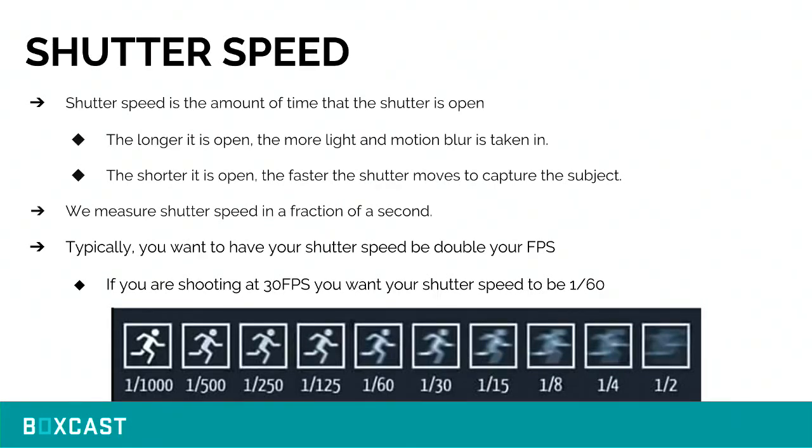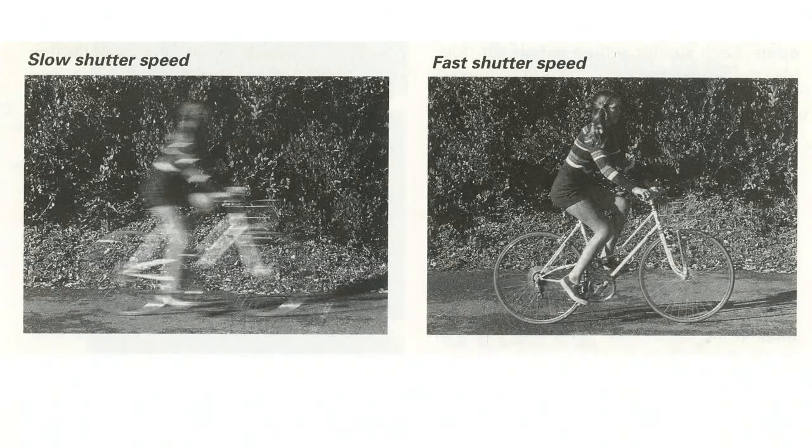Right. This is a good example. As you can see, this is shot at a really, really slow shutter speed, and you can't even tell if this is a man or woman, essentially. And nobody wants that. In this one, there's a faster shutter speed, so you can see it's clearly a woman riding a bike. It's a good example to show you what would happen if you were filming at a very low shutter speed. You get this motion blur.